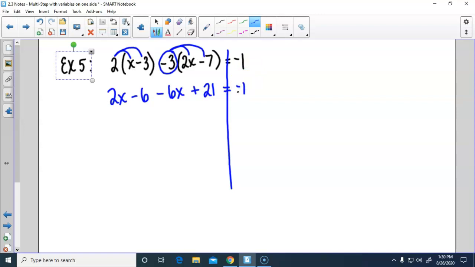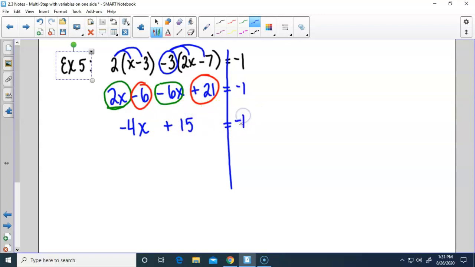The next step that we want to do is we want to combine our like terms. Yes, it is true. You could subtract 21 from both sides. Technically, that could eventually get you to the right answer. But I find that students who are the best equation solvers, they combine their like terms here first. So you've got a 2x and a negative 6x. They're on the same side. We're just going to combine, and that's going to give us negative 4x. We also have a negative 6 and a positive 21. So if we do negative 6 plus 21, that is going to give us a positive 15. So we'll have plus 15 here equals negative 1.